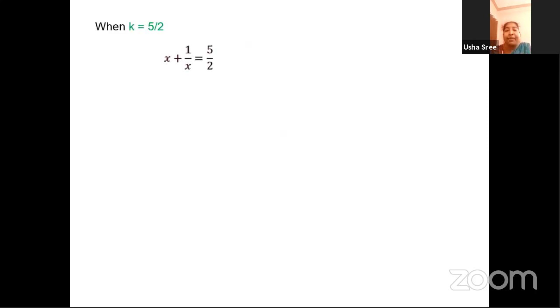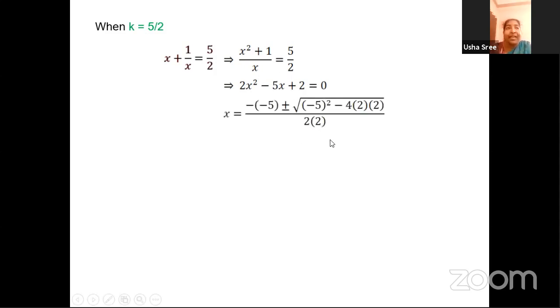When k is equal to 5 by 2, x plus 1 by x is equal to 5 by 2. This implies x square plus 1 by x is 5 by 2. We'll go for cross multiplication. Then you will have 2x square plus 2 is equal to 5x. Then you will have 2x square minus 5x plus 2 is equal to 0. Here again, when you calculate the b square minus 4ac value, it is not a perfect square.